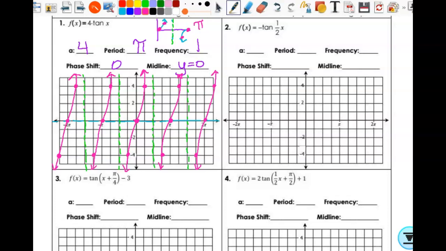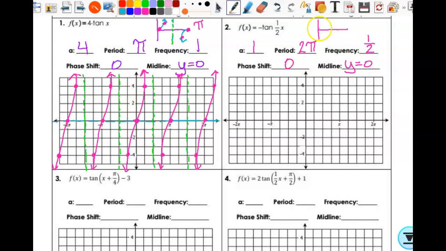All right, any questions about that? All good? All right, on number 2, what is A? 1. What is the frequency? 1/2. So then what is the period? 2 pi. Good. Do I have a phase shift? No. And my midline is at y equals 0.